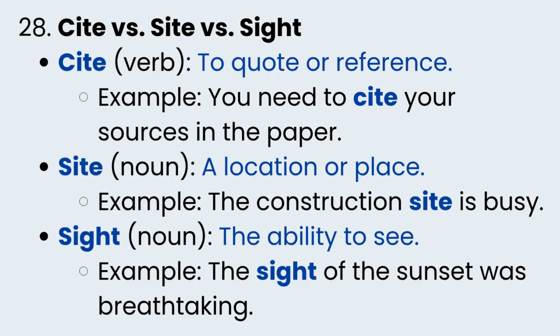28. Cite versus site versus sight. Cite, verb, to quote or reference. Example: you need to cite your sources in the paper. Site, noun, a location or place. Example: the construction site is busy. Sight, noun, the ability to see. Example: the sight of the sunset was breathtaking.